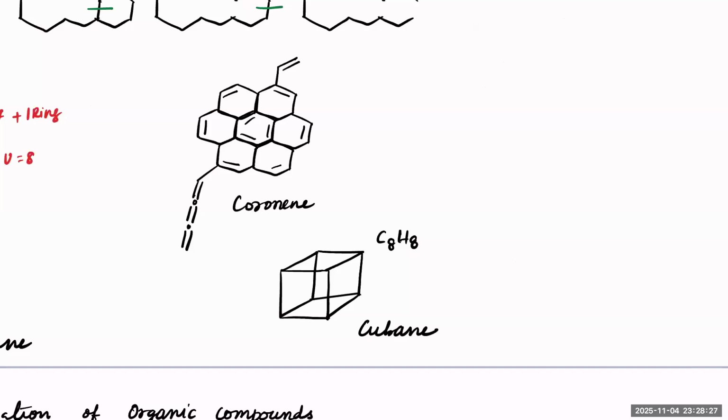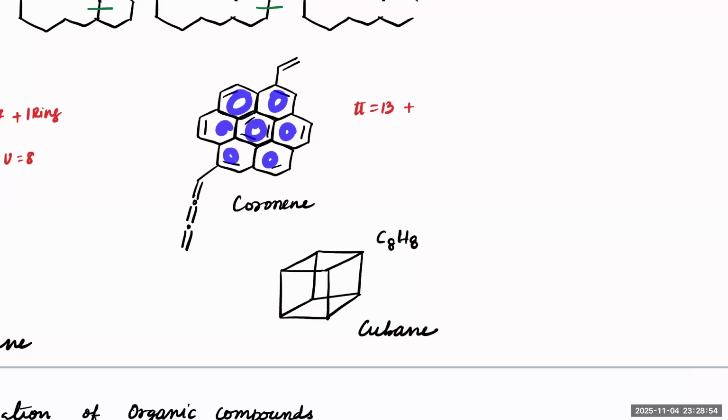Next, coming to coronene. In the case of coronene, how many pi bonds do we have? Check out: 1, 2, 3, 4, 5, 6, 7, 8, 9, 10, 11, 12, 13. So the number of pi bonds is 13. So you break all the pi bonds here. Then check out how many rings we have. Just count the rings directly, that makes it easier. 1, 2, 3, 4, 5, 6, 7. This is 7 rings, correct?